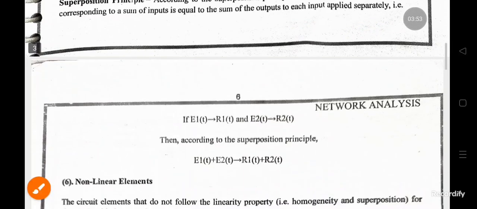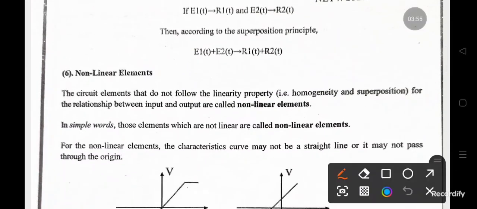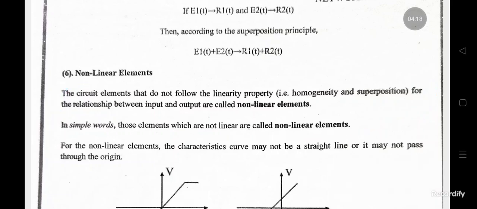Sixth one, non-linear elements. The circuit elements that do not follow the linearity property, the relationship between input and output, are called non-linear elements. In simple words, the elements which are linear are called linear elements. The elements which are not linear are called non-linear elements.